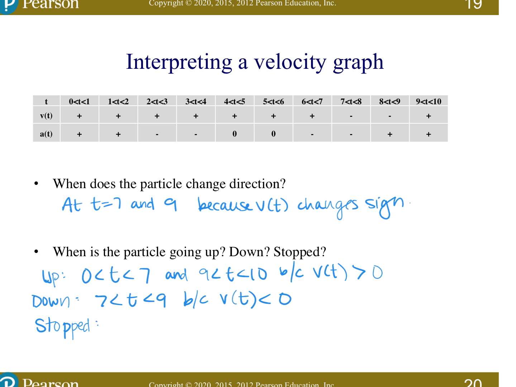Stopped is 7 and 9, because it crosses over the origin. Oh, sorry, doesn't cross the origin. Velocity changes signs. That doesn't mean it's stopped. You're close. It passes 0. You're so close.